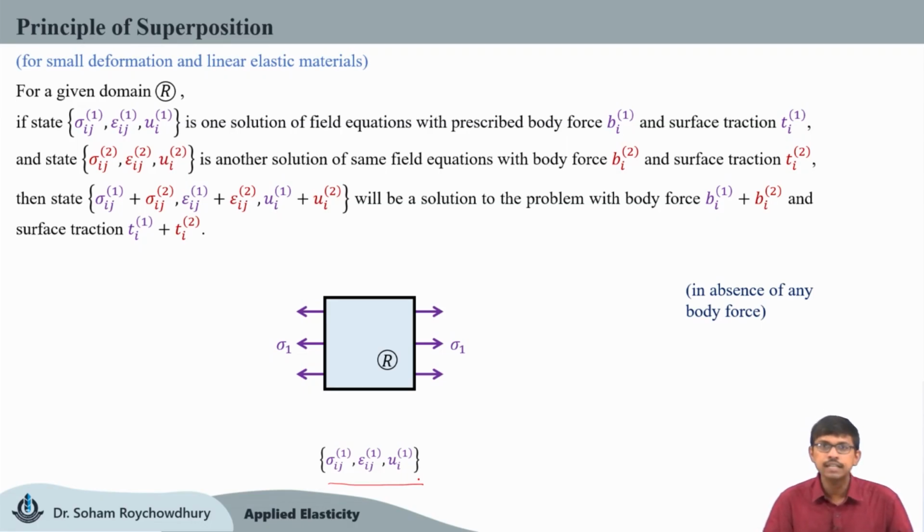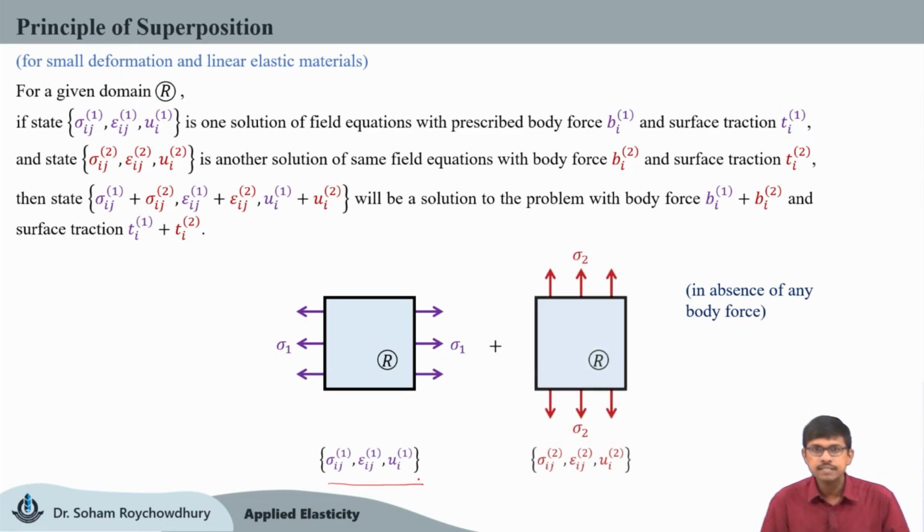Now, let us consider the second type of loading on the same body. That is the vertical loading sigma 2. So, surface tractions of sigma 2 intensity are applied on the top face and bottom face, acting on different surface boundaries. That is basically Ti2 acting on the same continuum, and let us say the resultant stress, strain and displacements are obtained as sigma ij2, epsilon ij2, ui2.